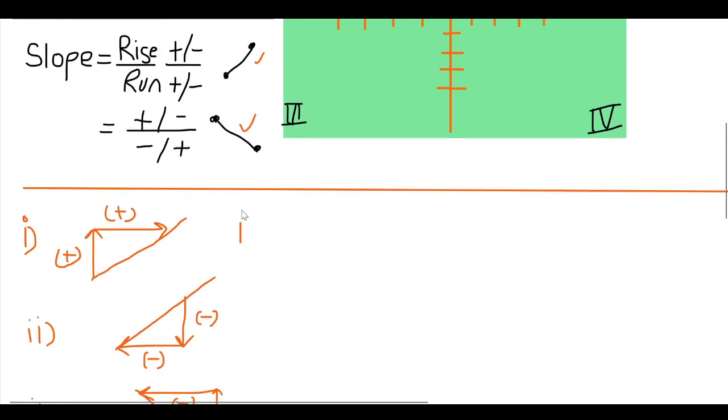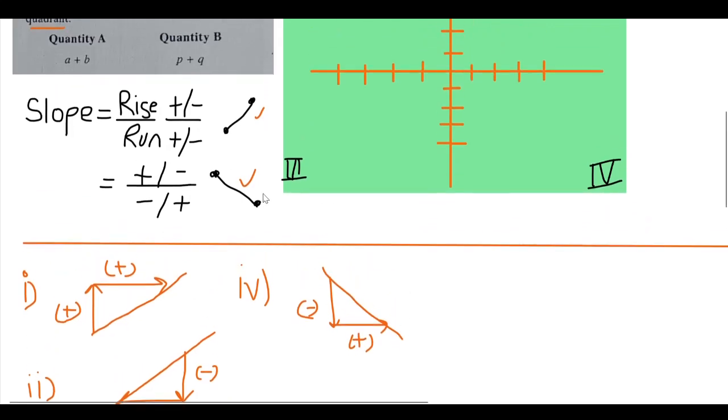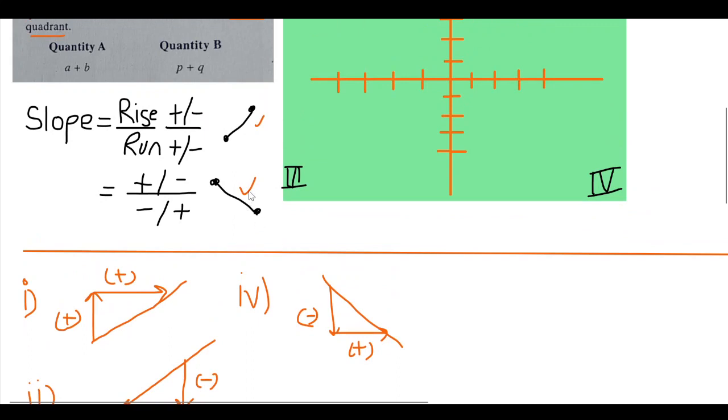And similarly the case with the fourth one. You have a negative rise, basically a drop, and then you have a positive run, and when you meet these two up, you again get a downward line.